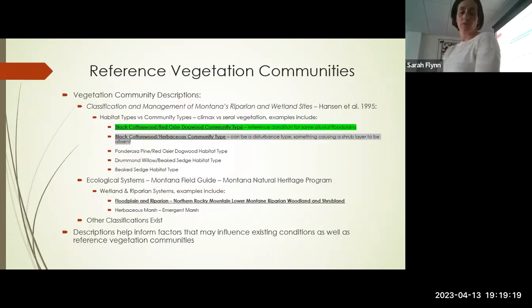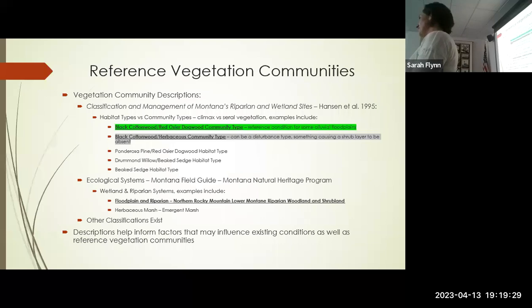Let's see. Oh, I wanted to mention the ecological systems from the Heritage Program. Those are also really great references. They're very detailed. All of these have nice species lists in them that you can use for reference. Not always can you use a reference species list to develop a revegetation plan. Sometimes these species are not available or practical to plant or seed, but it is good for reference to understand what kind of plants you would expect to see in these various communities.